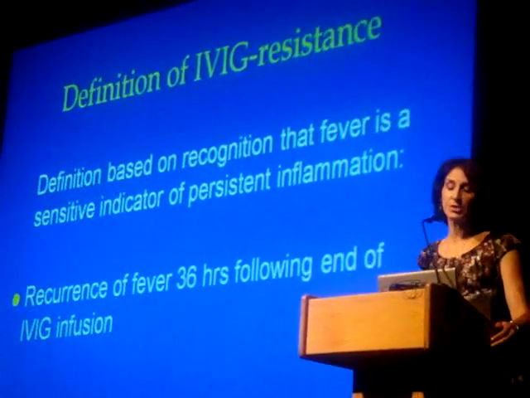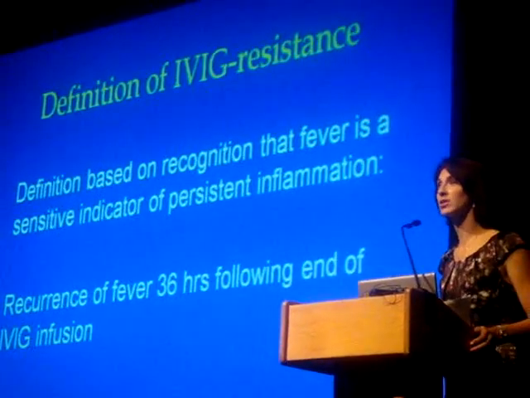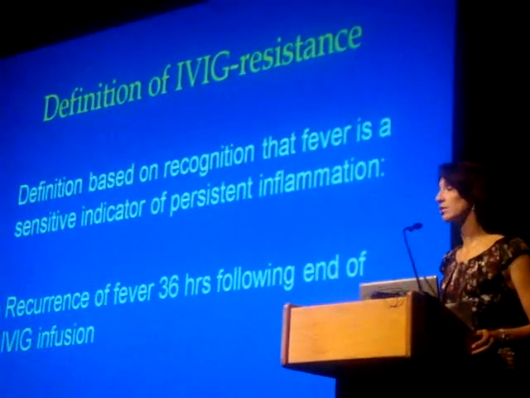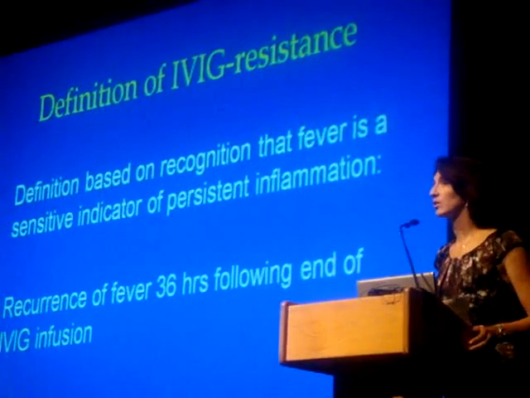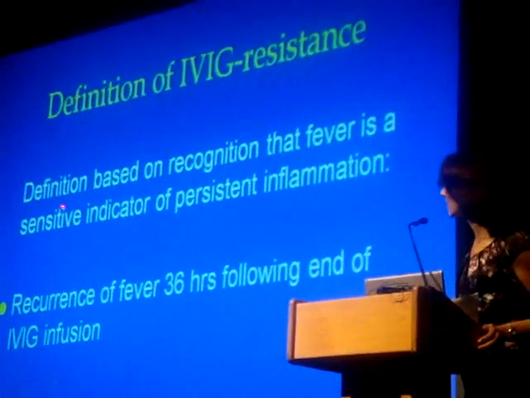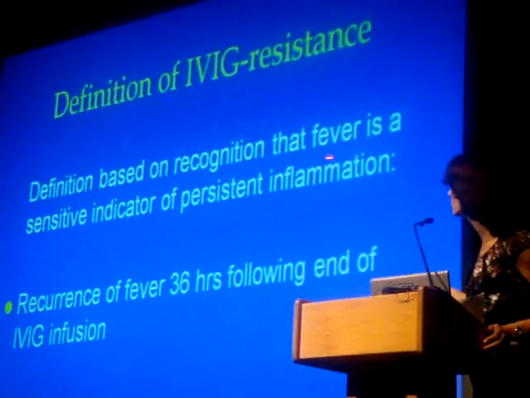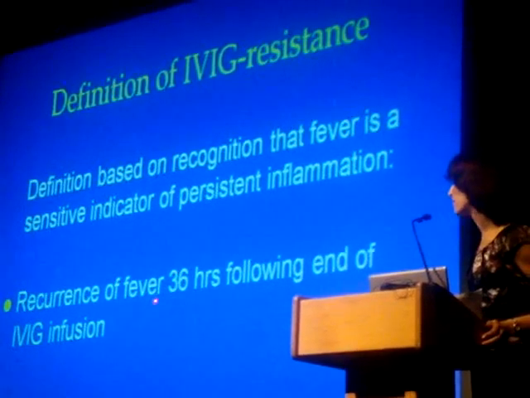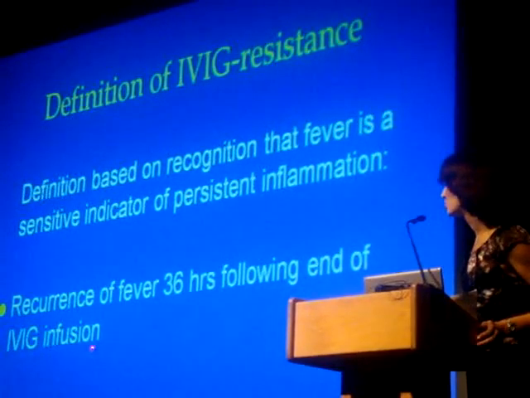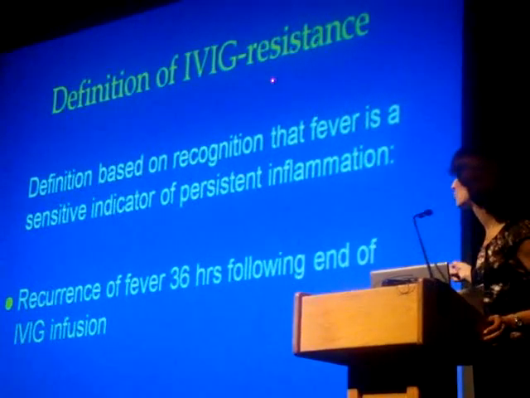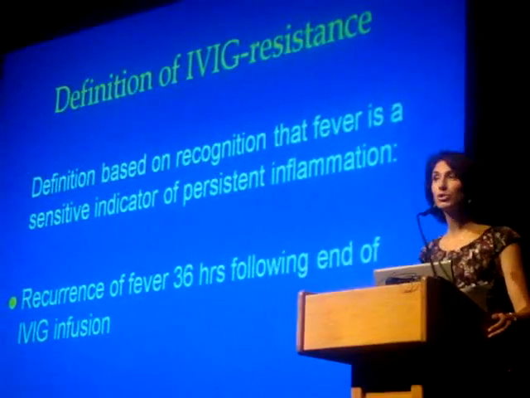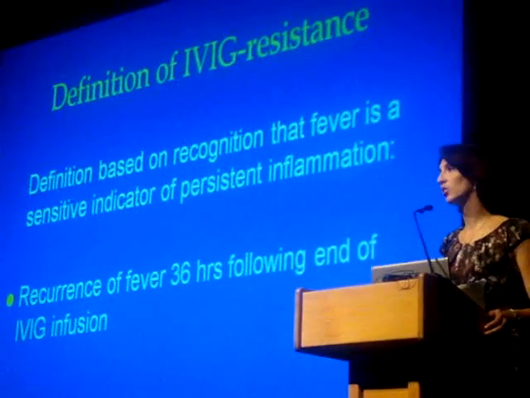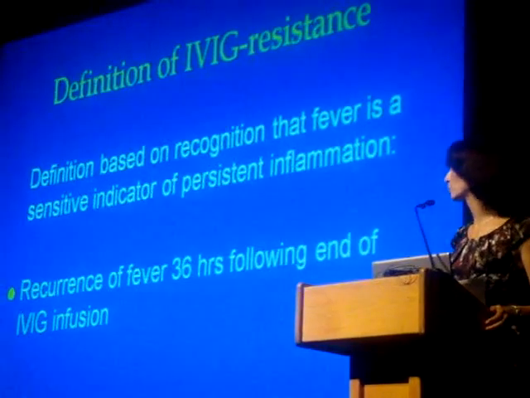Now, a particular interest of mine are children that have had Kawasaki disease and receive IVIG. Their fever may go down, but then their fever recurs. And this is called intravenous immunoglobulin resistance, or IVIG resistance. The definition is based on the recognition that fever is a very sensitive indicator of persistent inflammation, and that it's recurrence of fever a few hours following the end of the IVIG infusion that really defines your child as having IVIG-resistant Kawasaki disease. And what's crucial to remember is that these children that have IVIG-resistant KD are at a higher likelihood of having coronary artery abnormalities. That's been shown by our group and others.